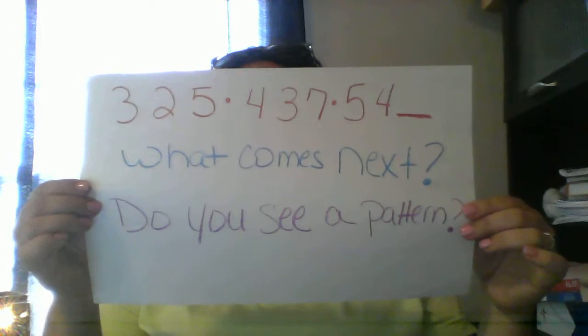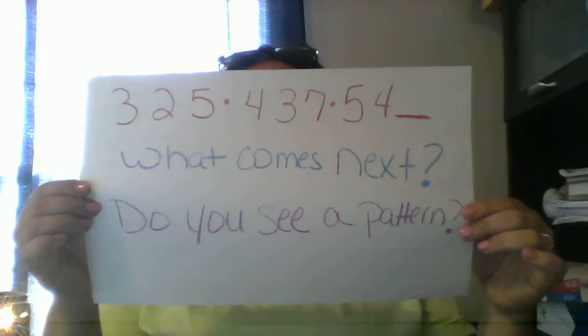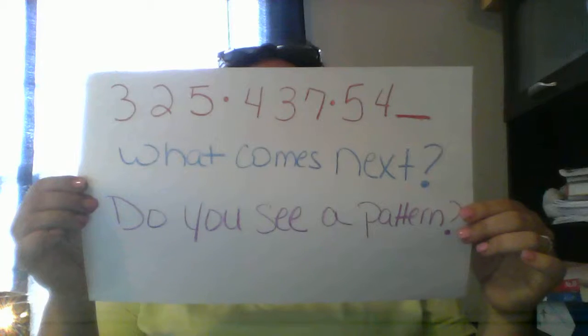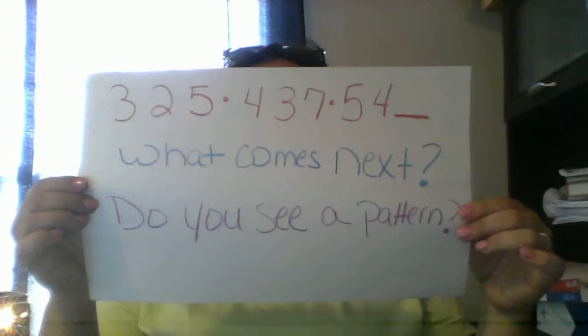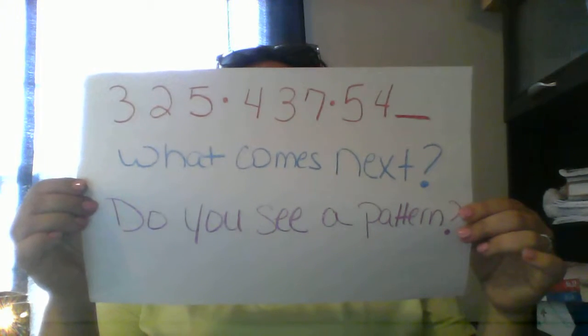Well, what I see is that 3 plus 2 equals 5. There's definitely a relationship there. But we don't know if the rest of the pattern follows along with that. So we need to examine the second set to see if we see something similar. So in the second set, we have a 4, a 3, and a 7. Are those numbers related? Well, 4 plus 3 does equal 7. Is that the same relationship that we saw in the first set?